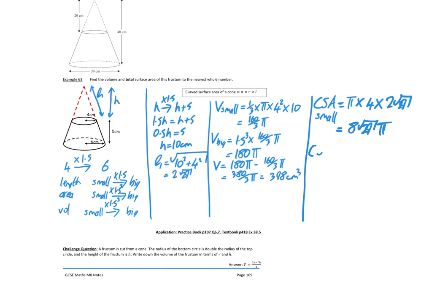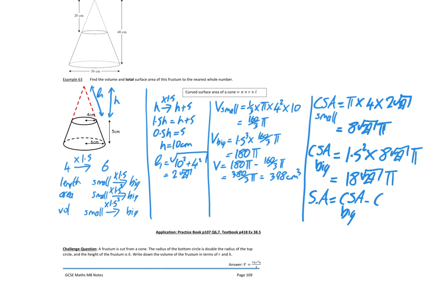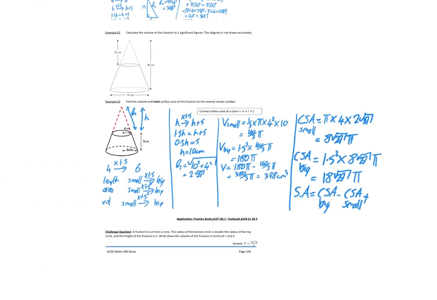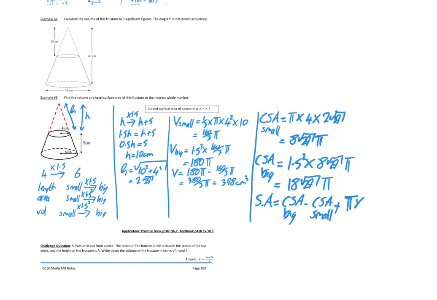And then that means the curved surface area of the big is 1.5 squared this time, because we're dealing with surface area, times 8 root 29 times pi. So that answer times 1.5 squared. And that is just going to be 18 root 29 times pi. So again, two exact perfect answers so far. And my total surface area that I'm looking for is the curved surface area of the big minus the curved surface area of the small, and then plus, just like in the previous way of doing it, you have to add on the small circular base. So small circular base is pi times 4 squared plus the big circular base, which is pi times 6 squared, and we put those things all together.